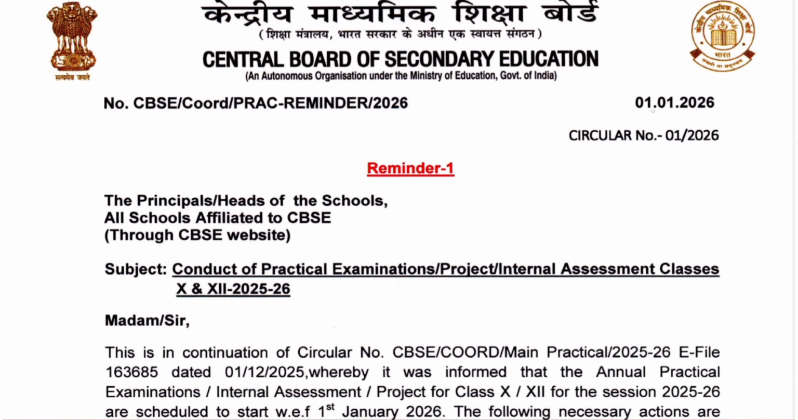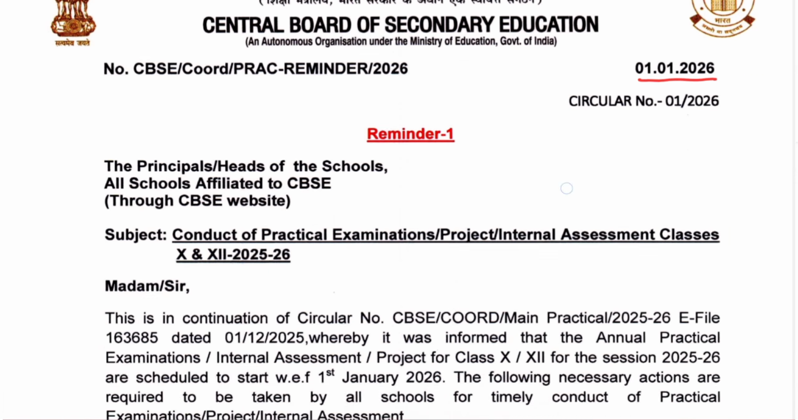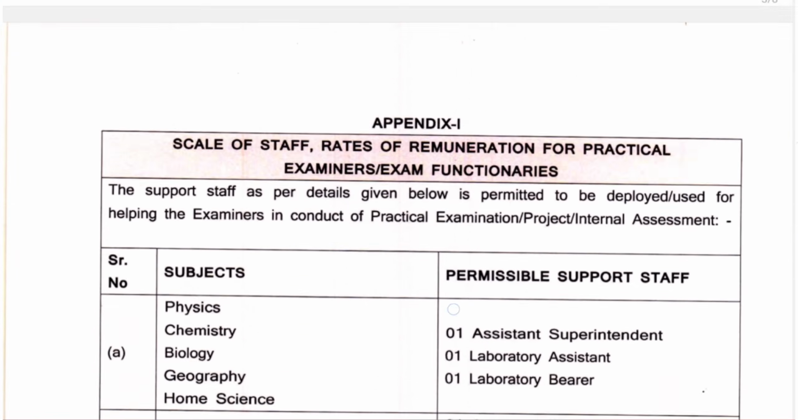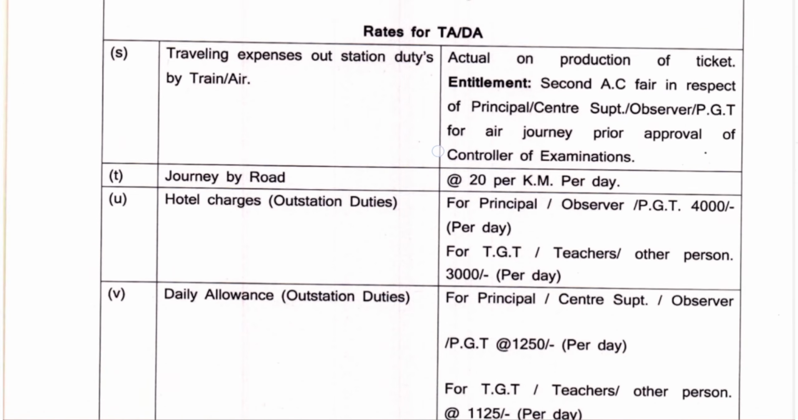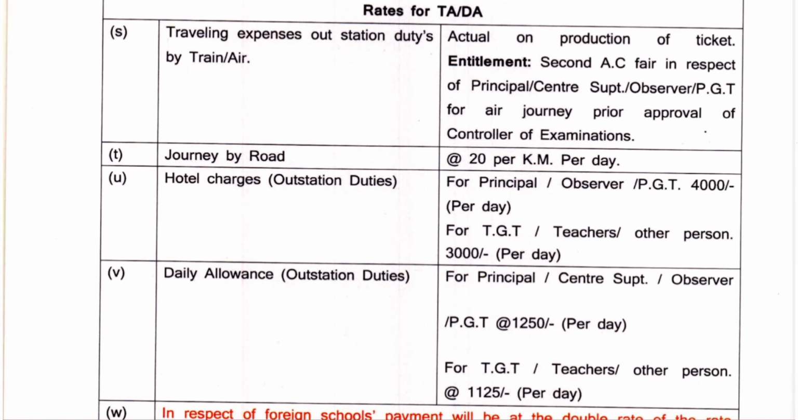So this is the CBSE circular of 1st January 2026. As per this circular, let's see how much TA/DA CBSE pays. As per this circular, CBSE is going to pay second AC fare. They can also give air journey, but for air journey you need to take the prior permission of the Controller of Examinations. If your journey is by road, by taxi or by your own car, then they are going to pay you 20 rupees per kilometer per day.